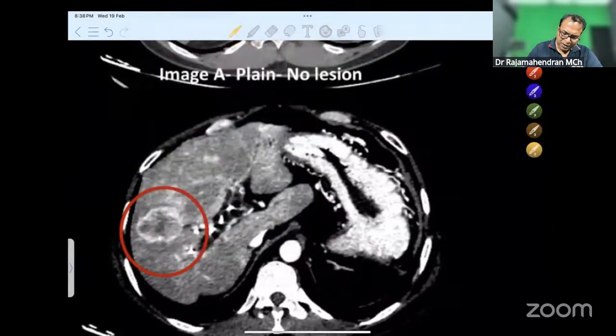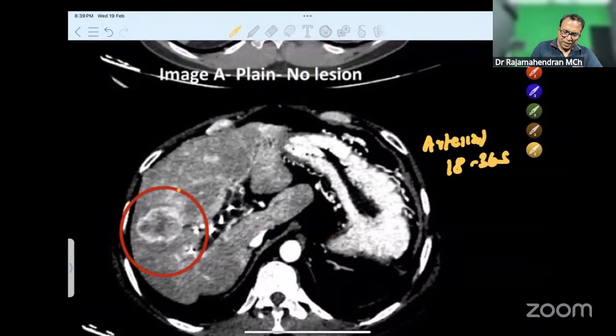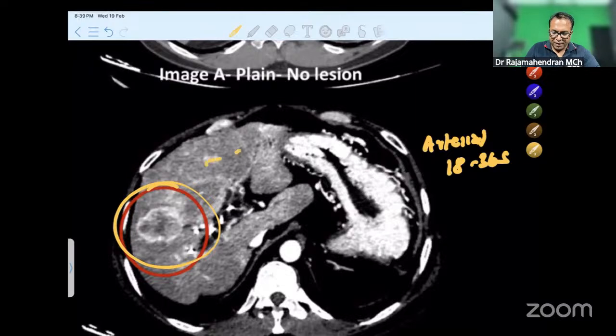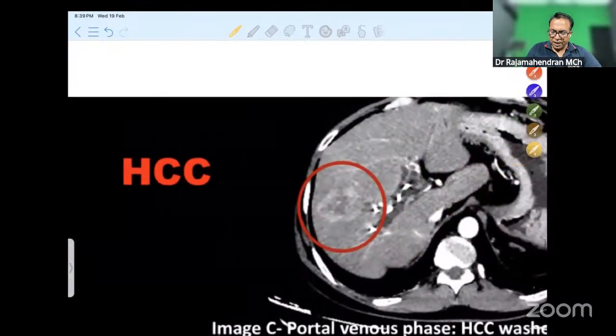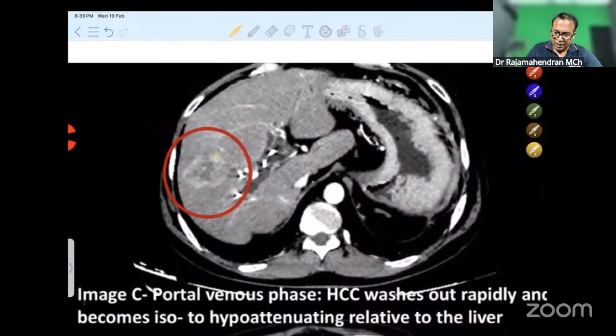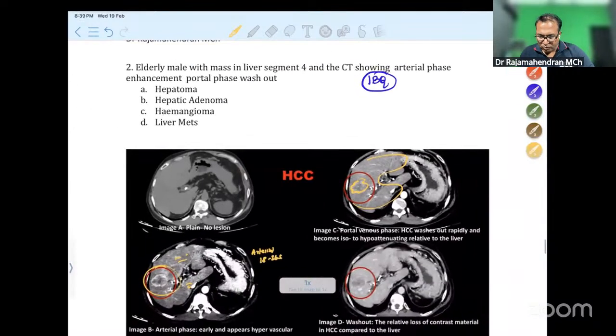Arterial phase, this is a picture of arterial phase done at 18 to 36 seconds. You can see the tumor is supplied by the artery, so it immediately enhances hyperdense, whereas the liver is hypodense. Then coming to portal venous phase, you can see that tumor is not seen, but the liver is enhancing. So this is a typical rapid washout. Rapid enhancement and rapid washout is a classical feature of HCC.